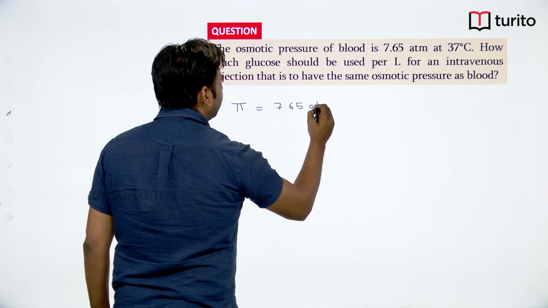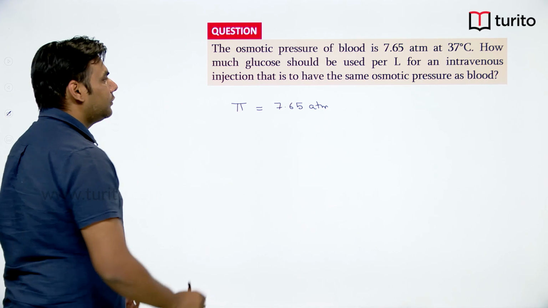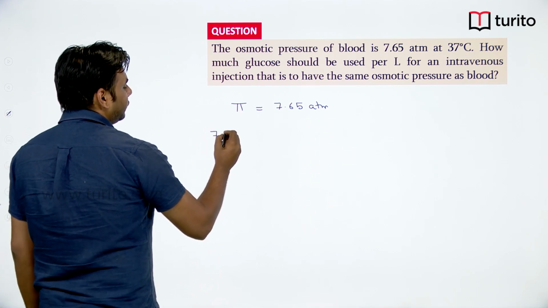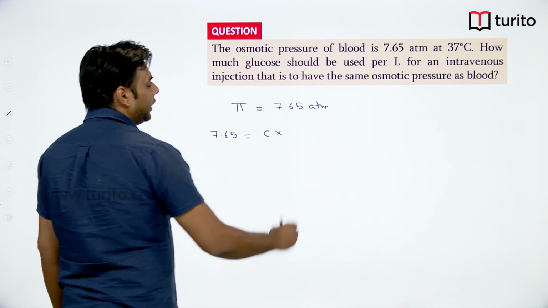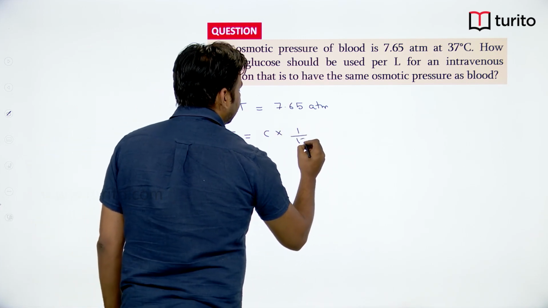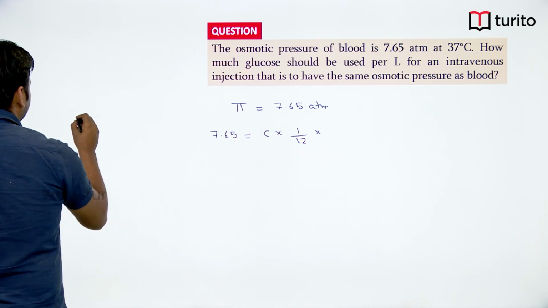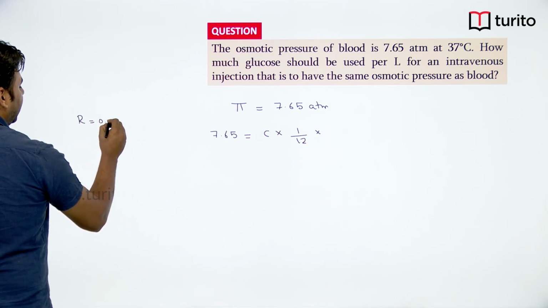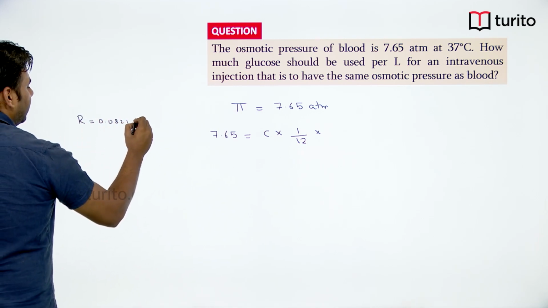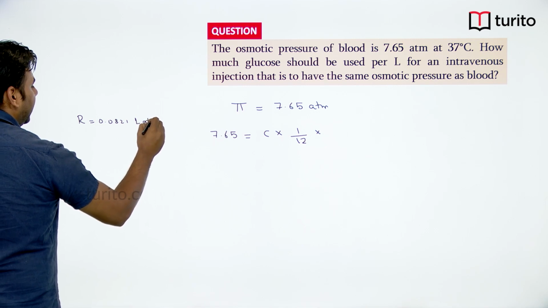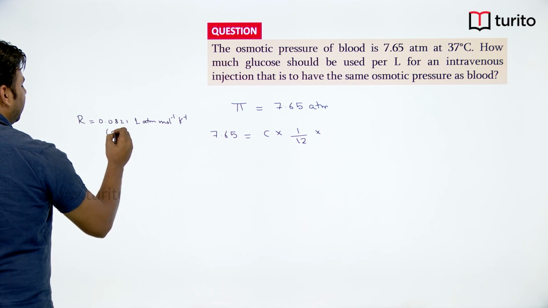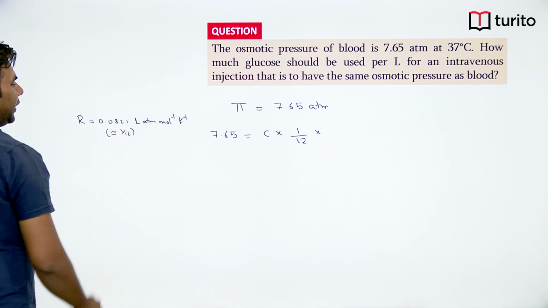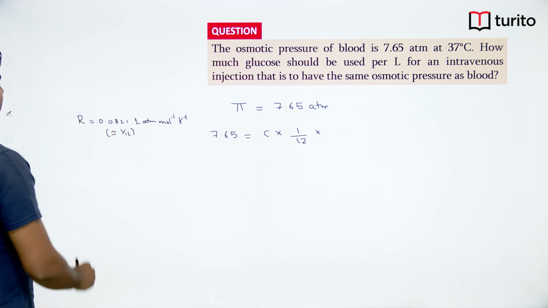Okay, so we know the pressure is given to us as 7.65. So again, a directly formula based question. So this would be 7.65 equals C into R into T. R is basically 0.0821 liter atm per mole per Kelvin. Approximately, it is also equal to 1 by 12. So you can also take it as 1 by 12 to minimize calculation.